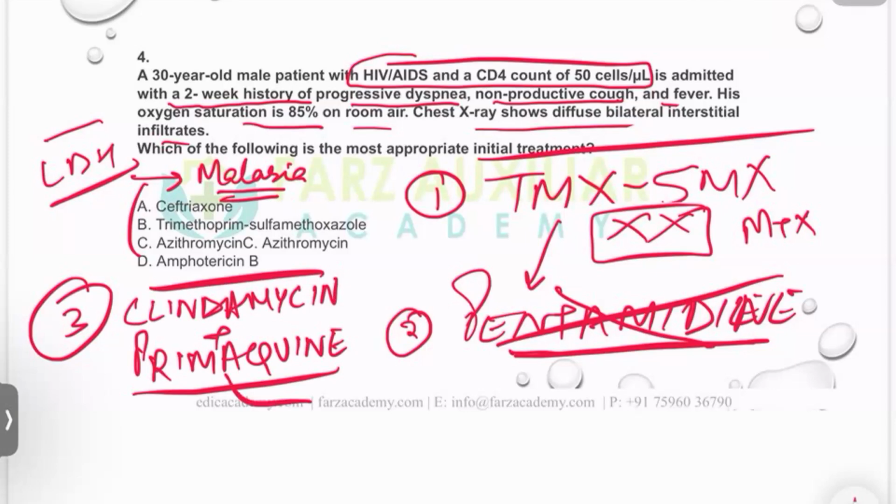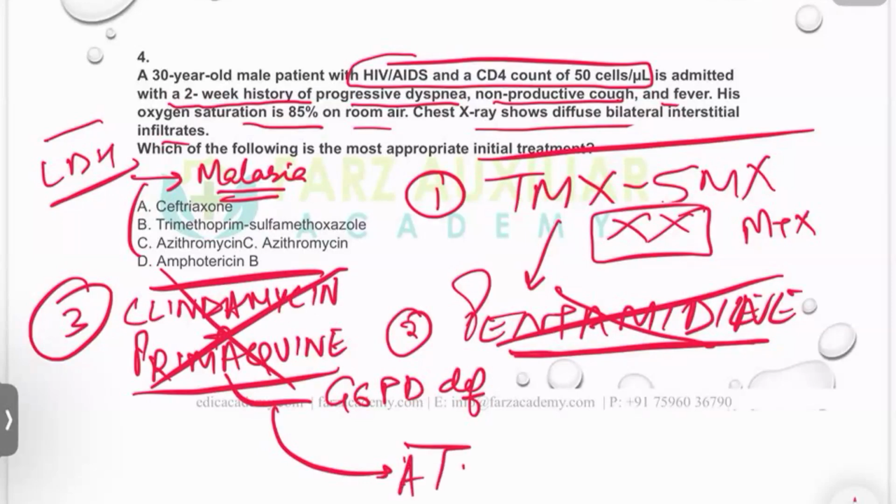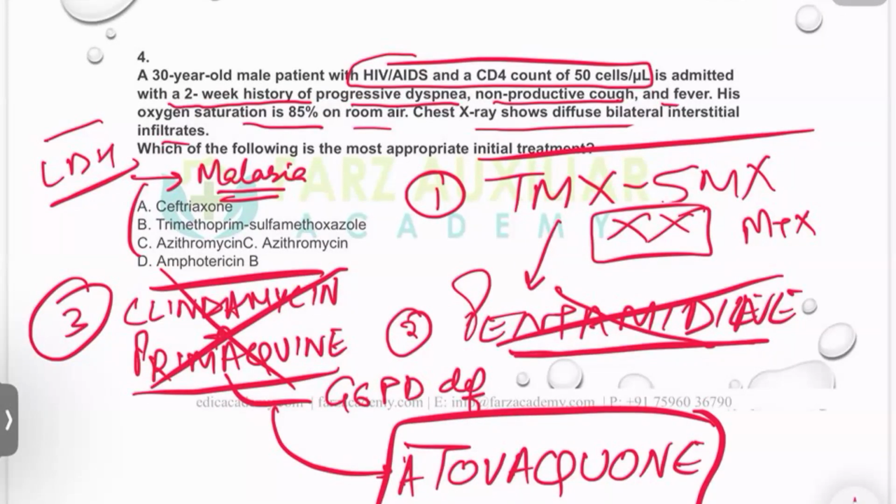And now the patient has G6PD deficiency. So what will you do? You cannot use this. What will you do? So you will use atovaquone. I have given you all possibilities. So that is fourth.